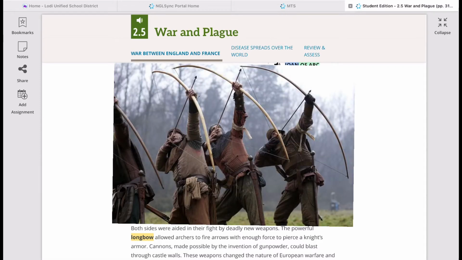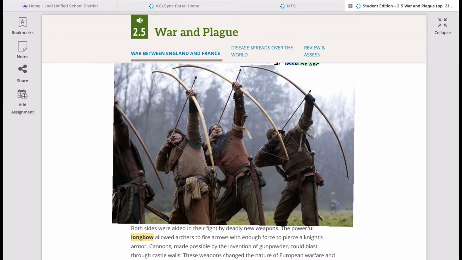Side note, both sides used new weapons like the longbow, which allowed archers to fire arrows with enough force to pierce a knight's armor. Of course, they used cannons to destroy castle walls and so many other weapons. So these weapons changed the nature of European warfare and made knights and castles, the symbols of feudalism, almost powerless.